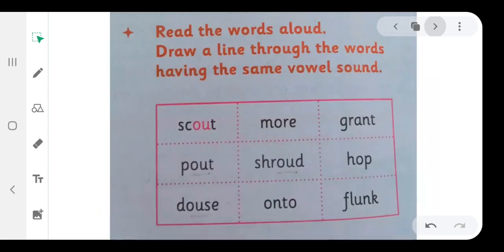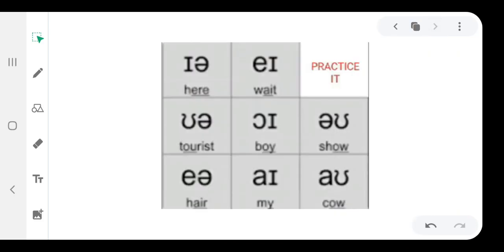Now it's homework time. Read the words aloud. Draw a line through the words having the same vowel sound. I am giving you a sheet of diphthongs. Try to pronounce the sounds correctly.